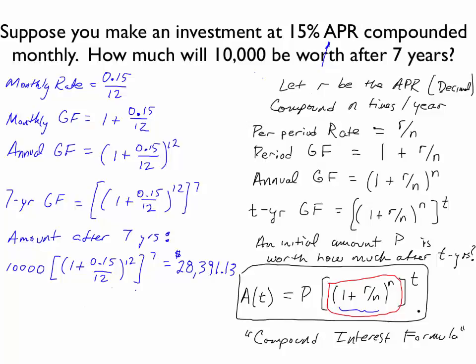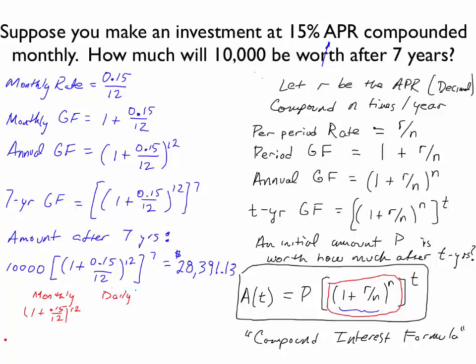Okay, so let's look at what happens when you compound more often. So we had monthly here. So let's write down here, let's look at monthly, and then let's look at daily. So in this example back here, our monthly growth factor was 1 plus 0.15 over 12, to the 12th.